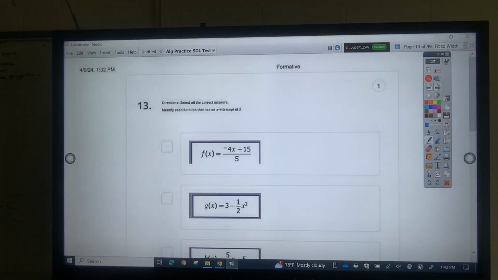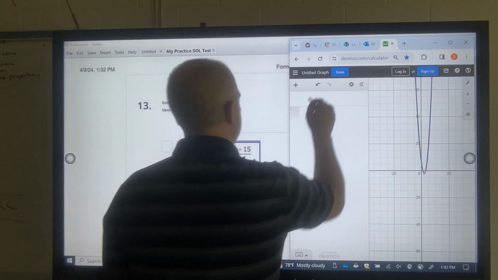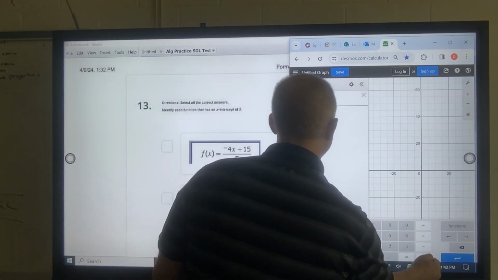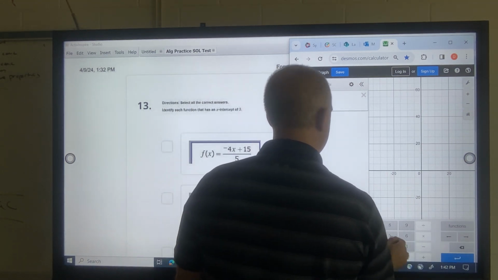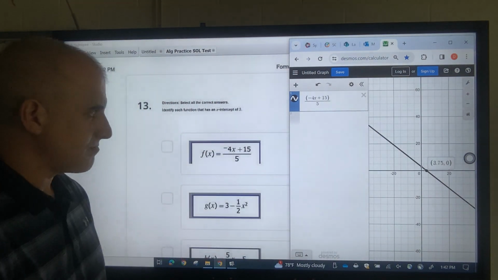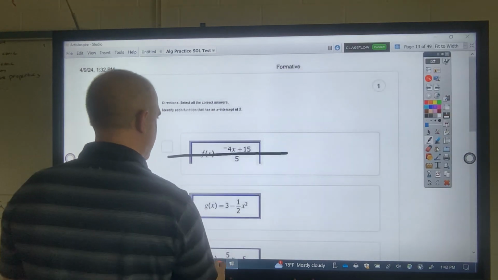Which of the following functions has an x-intercept of 3? So what I want to do is put these in Desmos. I don't need this f of x. I can just do negative 4x plus 15 divided by 5. Okay? All right. Now, that crosses at 3.75, so that's not an answer.